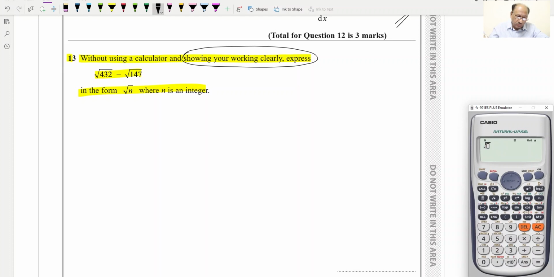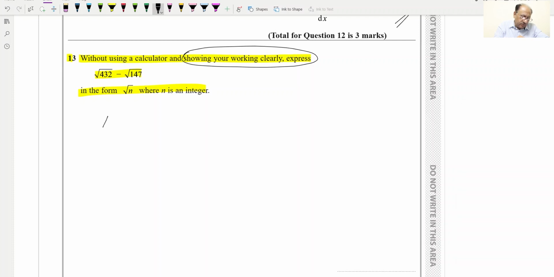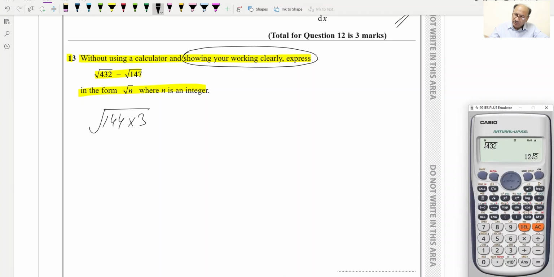If we take the square root of 432, this will be equal to 12 root 3. So 12 root 3, this is basically help for you. 12 you can write inside the root, and 12 inside the root will be 144 into 3, and this is what you need to double check. If you write 144 multiplied by 3, we are getting 432.